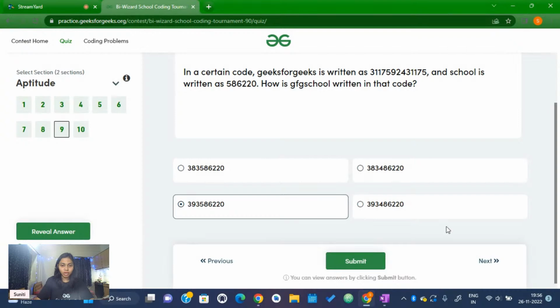So you can use the same arrangement for GFG school. Also, you can see that if G is 3 here, then for G you can use directly 3. And for F you can see we have used the letter 9. So directly 9 will be there. Either way you can do it. Either subtract 4 from the character number or just take the clue from the pattern that is already given in the question. Any of these two things can be done.